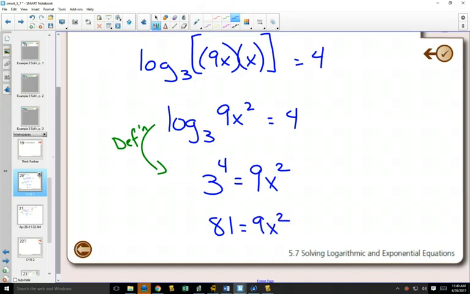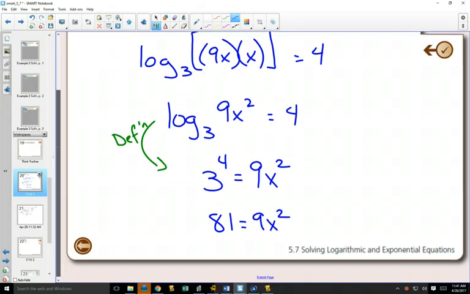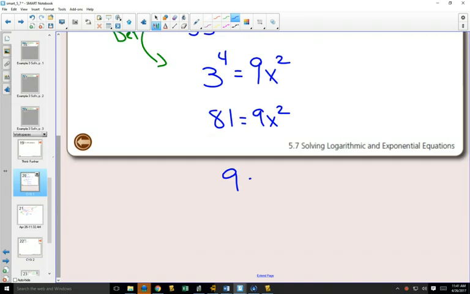What would you do if you were solving this equation? Divide by 9, so you get 9 equals x squared. What would you do if you had x squared equals 9? You would square root, and you would get plus or minus 3. Excellent.